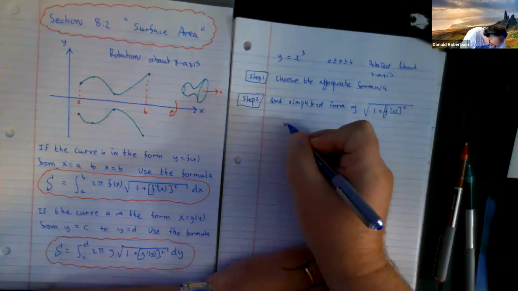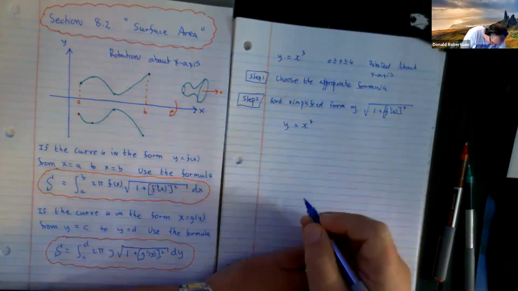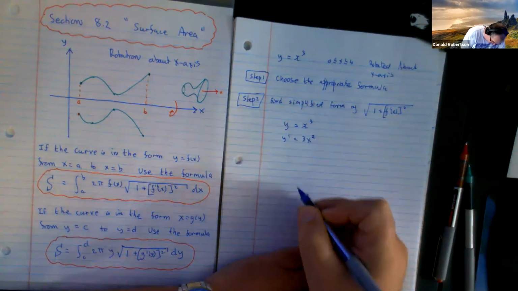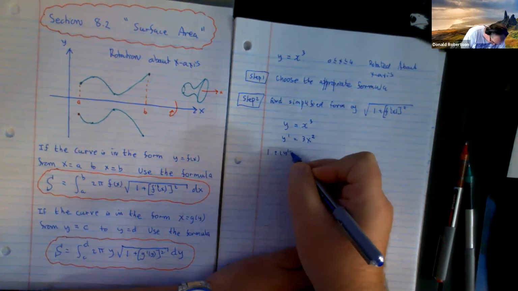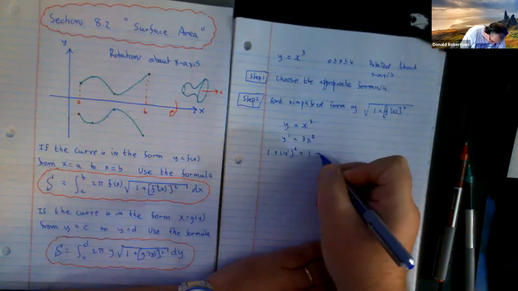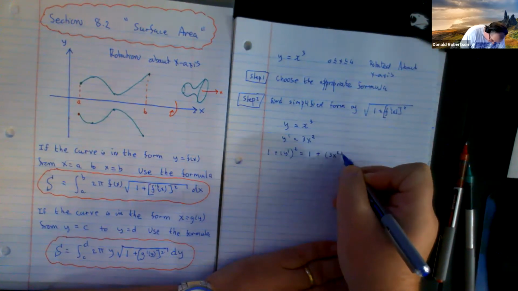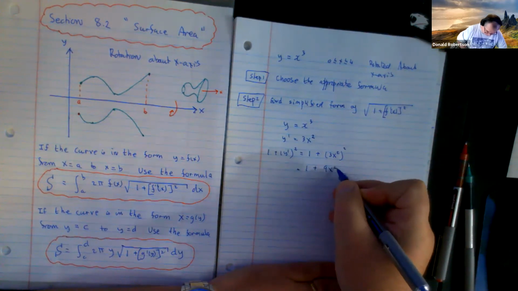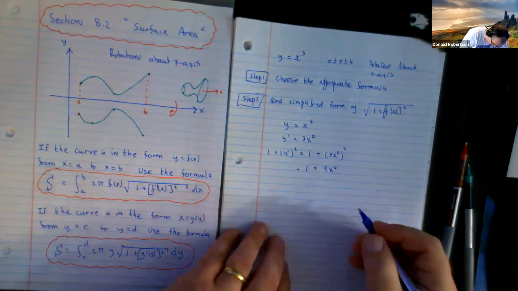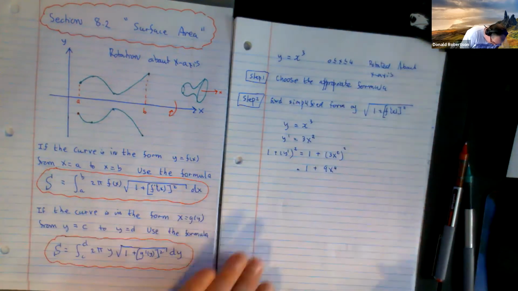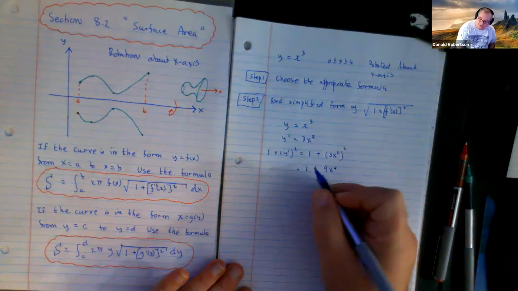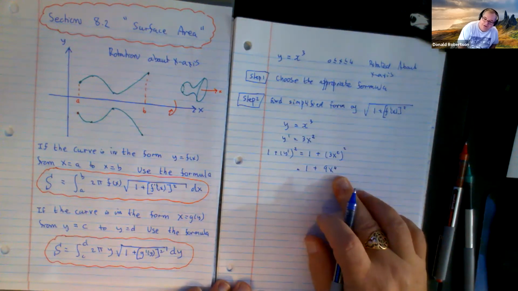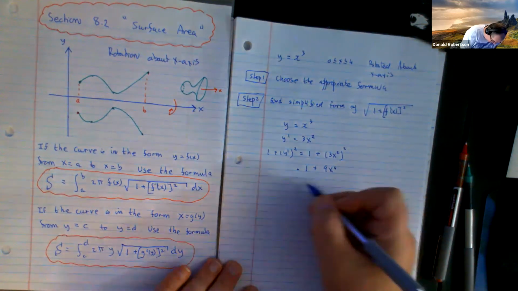We've got y equals x cubed. Its derivative is 3x squared. 1 plus its derivative squared is 1 plus 3x squared squared. So we have 1 plus 9x to the 4. That's fine. In this case, I don't need to do much. Would you agree that's pretty nice? I don't need to do any trig identities, for instance. Now, step 3.